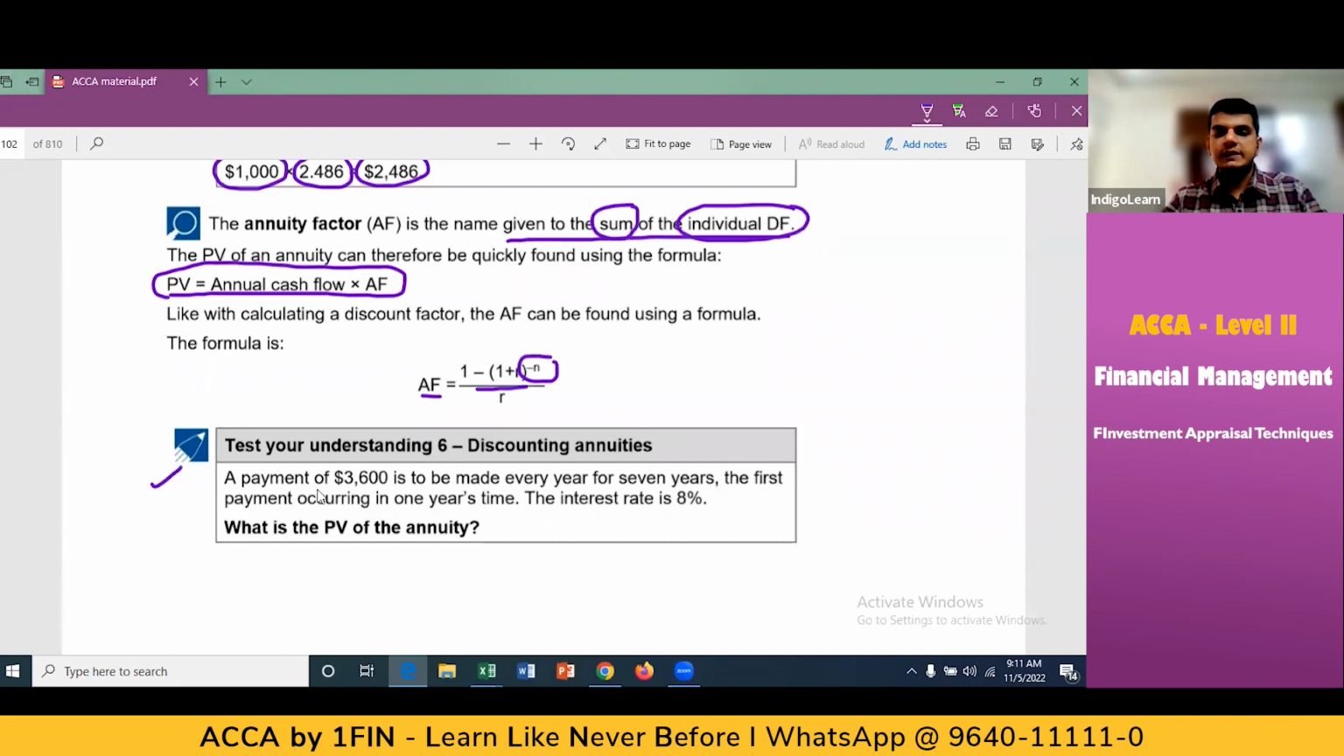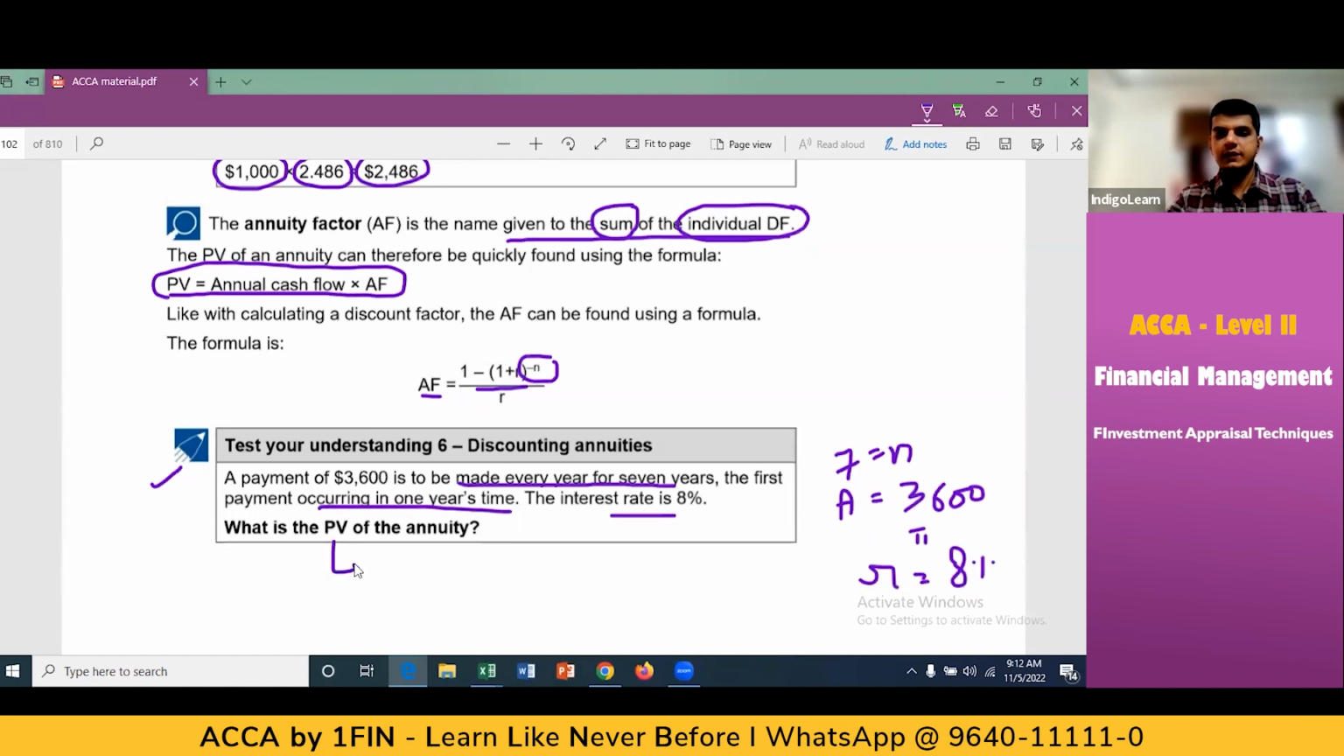A payment of $3,600 is to be made every year for 7 years. So 7 years is equal to the time period. Okay. And the annuity payment is 3,600. Okay. The first payment occurring at 1 year's time. So first payment when is it happening? At T1. Okay. And the interest rate is 8%. So first we'll calculate the annuity factor. Then we'll calculate the present value.